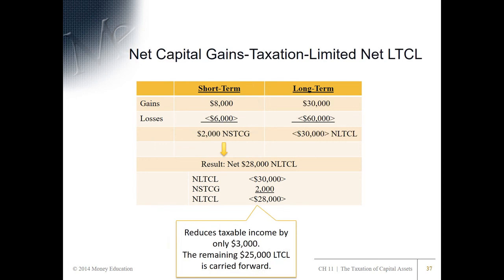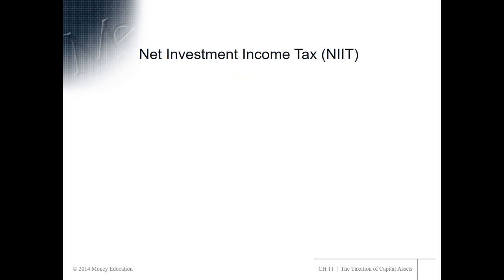And one more example here, we have a net short-term capital gain and a net long-term capital loss. The net long-term capital loss is larger, and so when we net these two together, we come up with a net long-term capital loss of $28,000. Now, this again is going to reduce taxable income by only $3,000, and the remaining $25,000 long-term capital loss is carried forward.